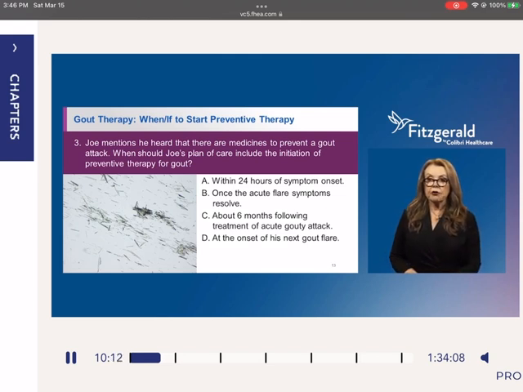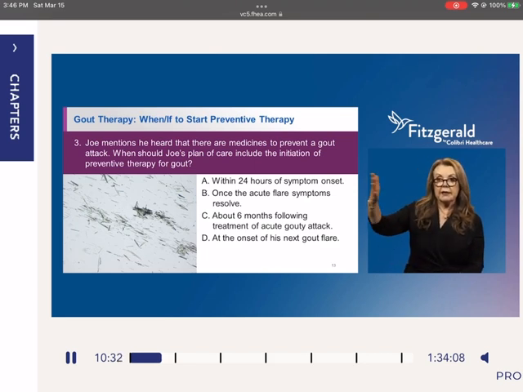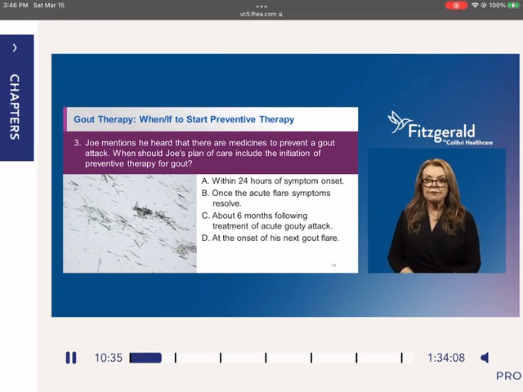Question 3. Joe mentions that he heard there are medicines to prevent a gout attack. We also know from his history he's had gout before. When should Joe's plan of care include initiation of preventive therapy for gout? A, within 24 hours of symptom onset, i.e., in the midst of a gout episode. B, once the acute flare symptoms have resolved. C, about 6 months following treatment for acute gouty attack. D, at the onset of the next gout flare.